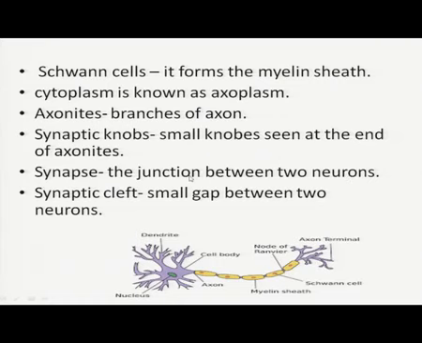There is a little small gap. So, that gap between the two neurons is called a synaptic cleft. The axonite of one neuron links with the dendrite of the neighboring neuron. And this junction between the two neurons is known as synapse, and there is a minute gap between these two, that is known as synaptic cleft.